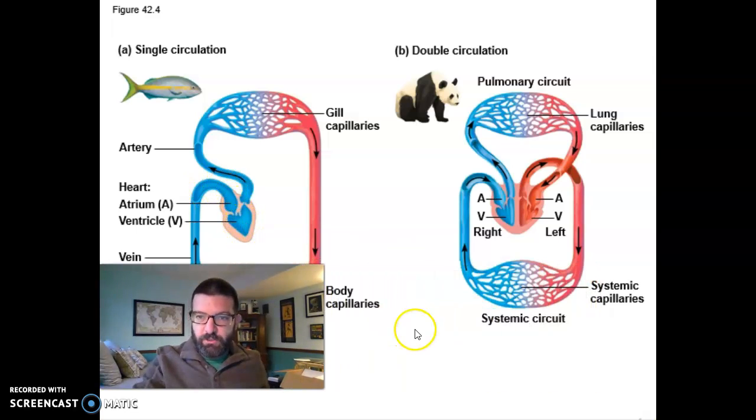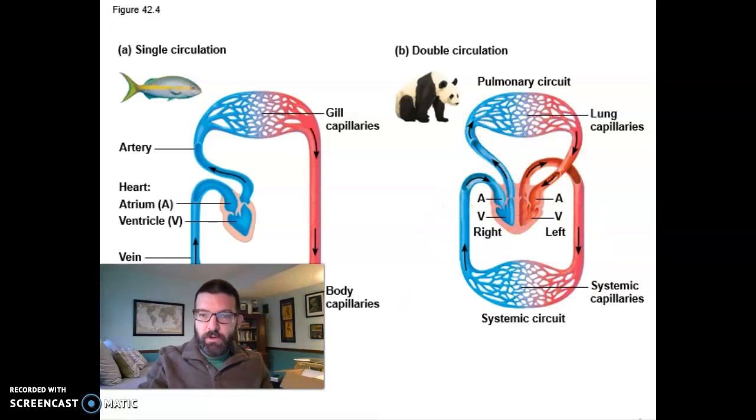A double circulation looks a little bit different. You actually go through the heart twice. So you come back deoxygenated to the right side of the heart, and you pump to a set of capillaries in the respiratory surface. In this case, we're talking about a panda, so it's lungs instead of gills. And then we come back to the heart to get another pump on the left side of the heart before we go back out to the systemic circuit to drop the oxygen off at the tissues and pick up the CO2 and come back to the heart. So you get two pumps.